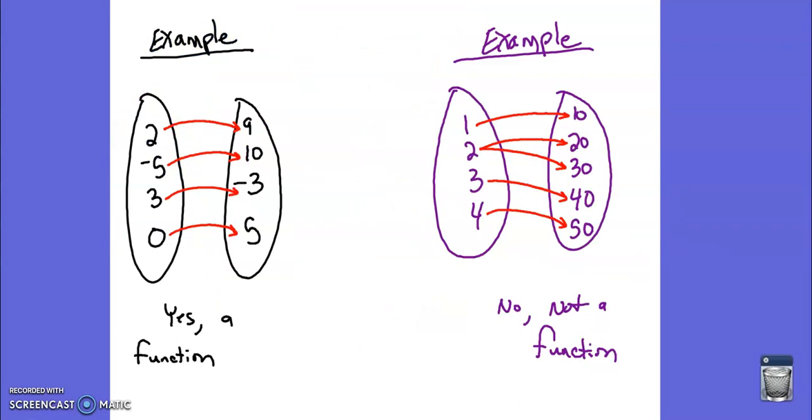So again, here's mappings. The same thing, if you look, does 2 go to one number? Yes. Does -5 go to one number? Yes. 3 go to -3? Yes. Does 0 go to 5? Yes. Yes, it is a function.